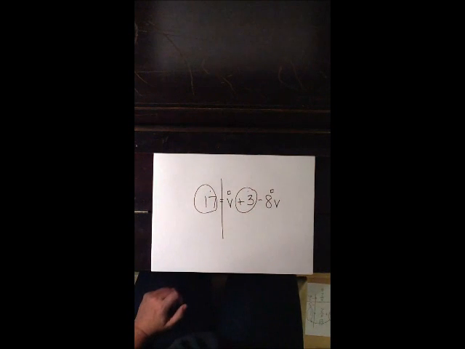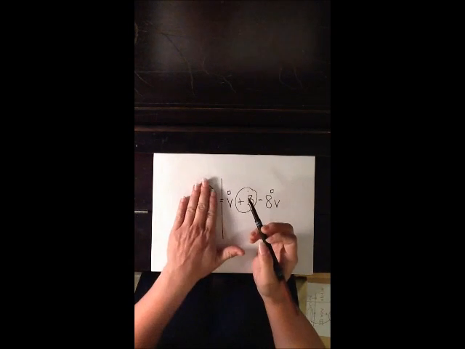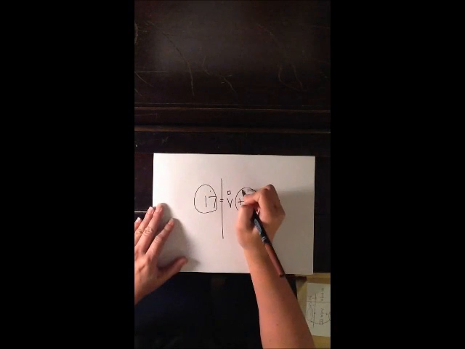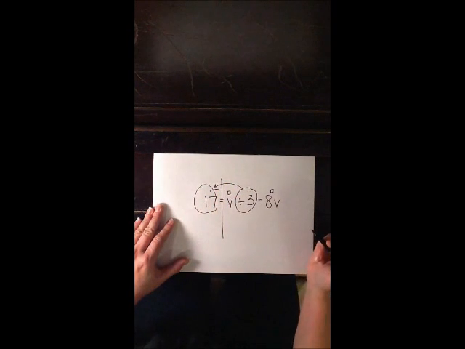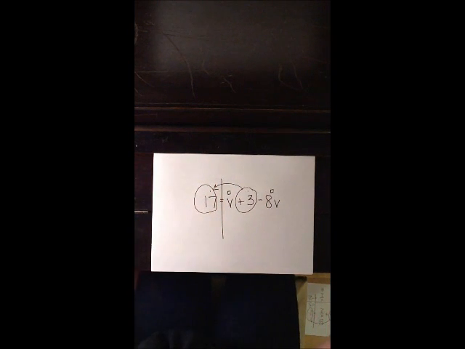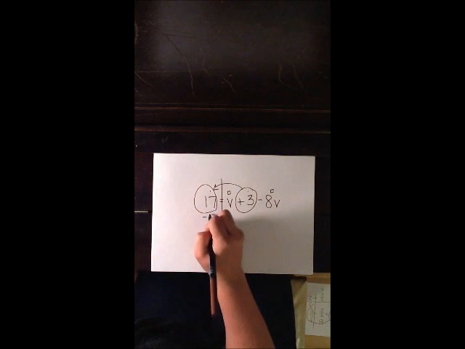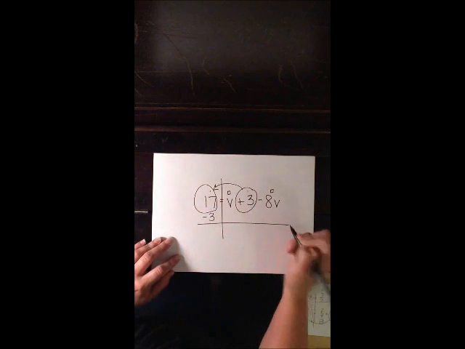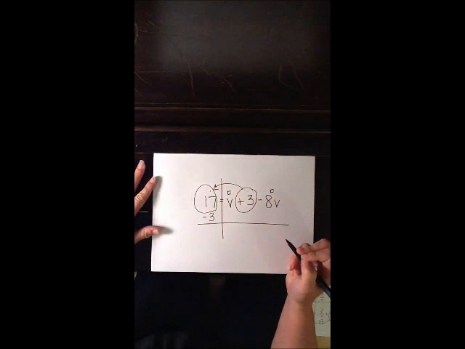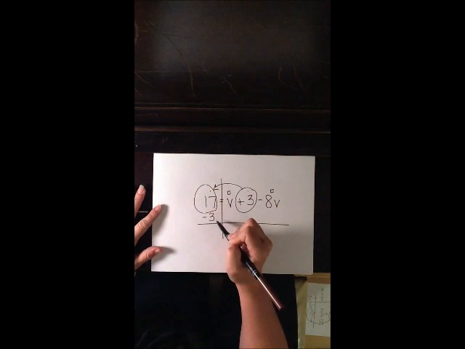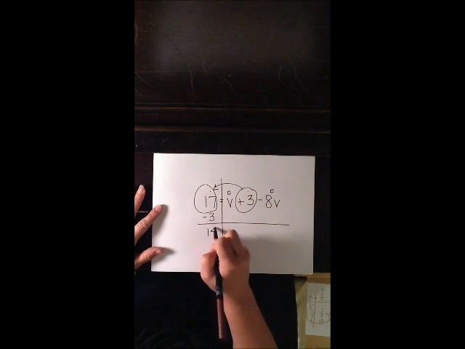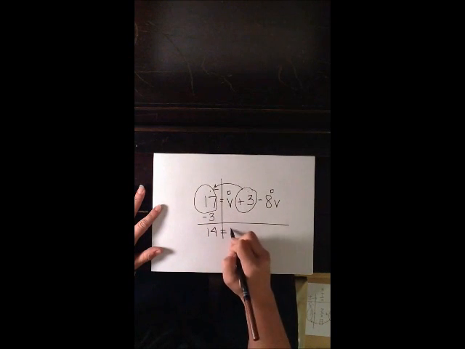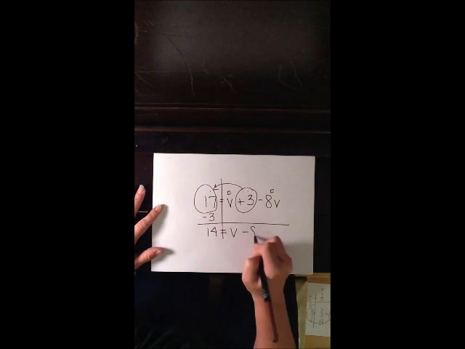I ask myself, which one should I move? Sometimes it doesn't matter, but here it still does. If I move the 17, I have nothing left on this side. So I'm going to move the 3, which is the 3rd time in a row I've had to move the 3. Number 3 says, did I cross the line? Yes, I did, so plus 3 becomes minus 3. Now I'm rewriting the whole problem, even though I still have work left to do. 17 minus 3 is 14 equals, bring down v, and bring down minus 8v.